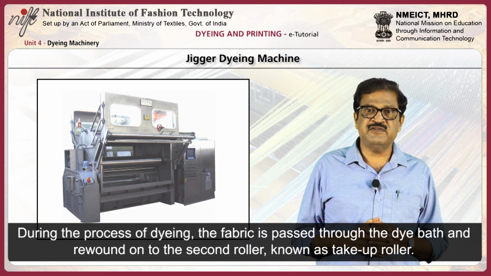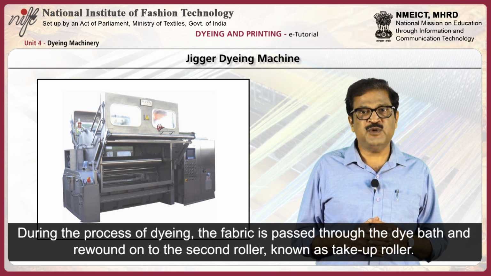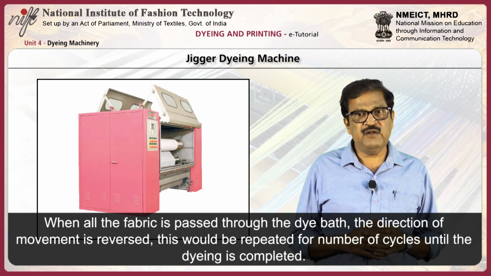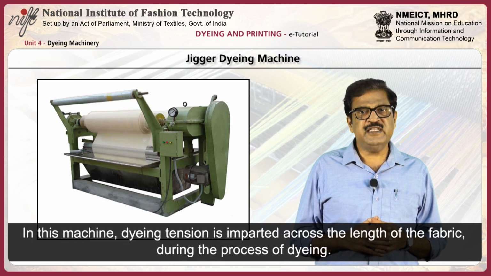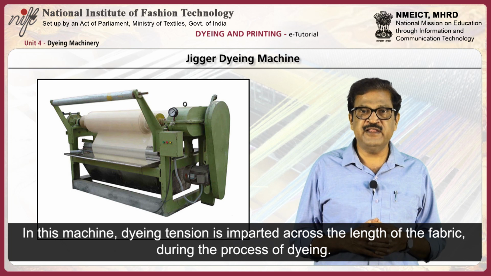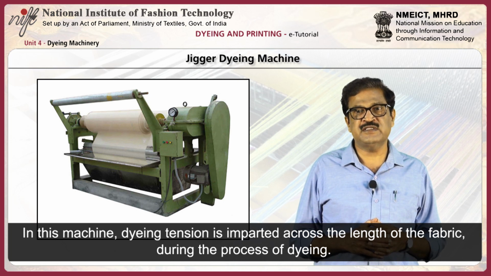During the process of dyeing, the fabric is passed through the dye bath and rewound onto the second roller known as take-up roller. When all fabric is passed through the dye bath, the direction of movement is reversed. This would be repeated for a number of cycles until the dyeing is completed. In this machine, dyeing tension is imparted across the length of the fabric during the process of dyeing.